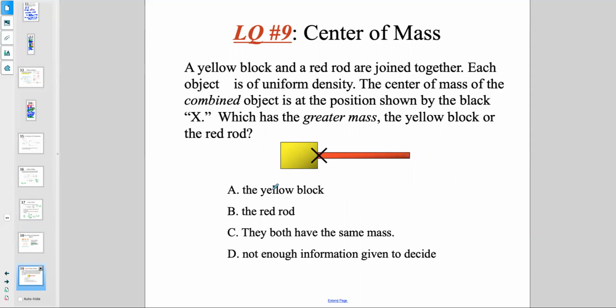The center of mass of the combined object is at the position shown with the X. Which has the greater mass, the yellow block or the red rod? Okay, let's take a look.